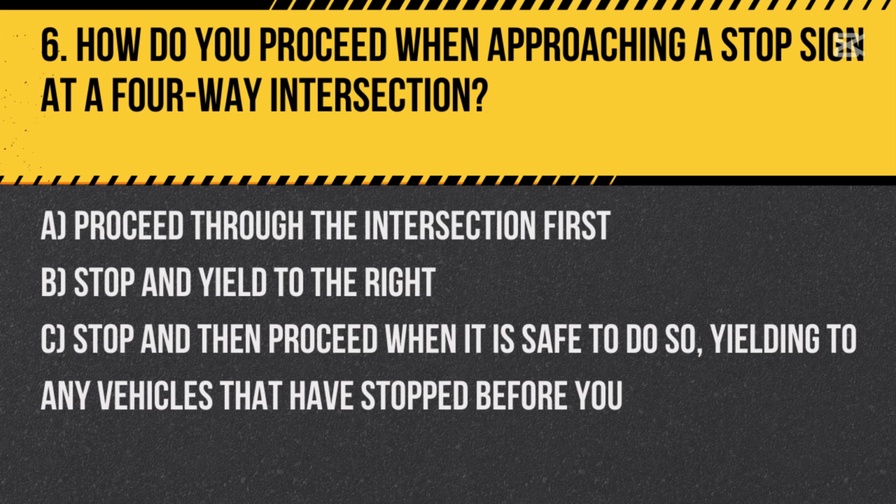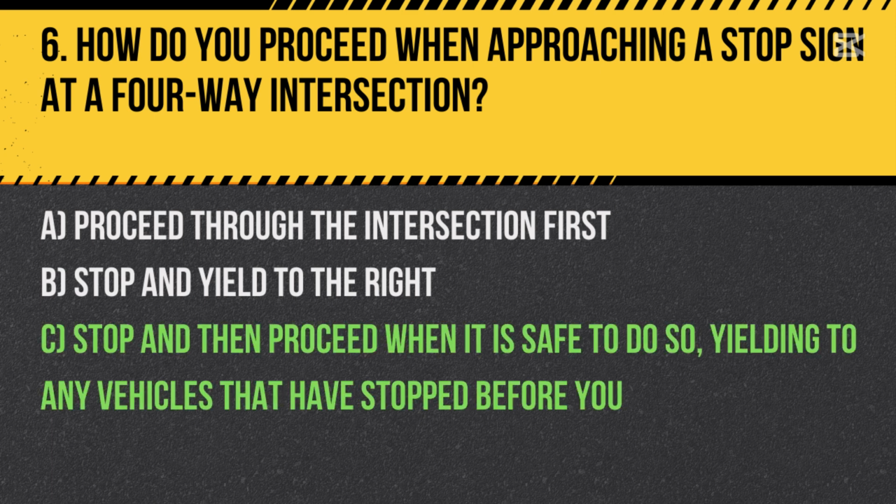Question 6. How do you proceed when approaching a stop sign at a four-way intersection? A. Proceed through the intersection first. B. Stop and yield to the right. C. Stop and then proceed when it is safe to do so, yielding to any vehicles that have stopped before you.